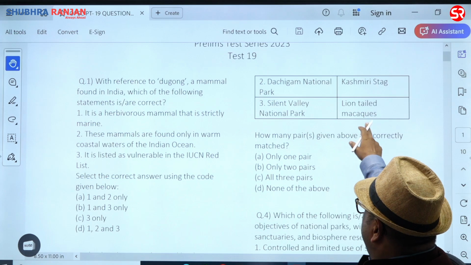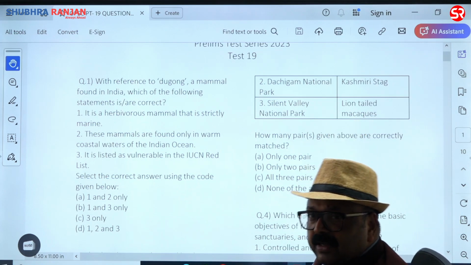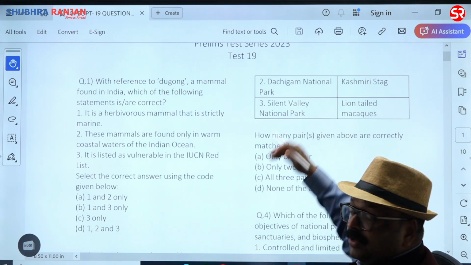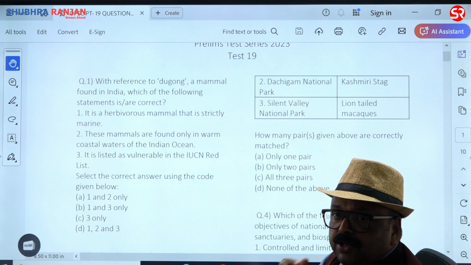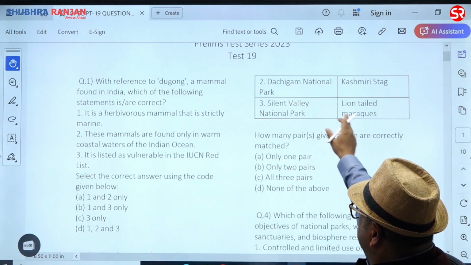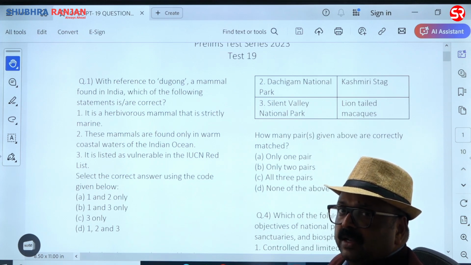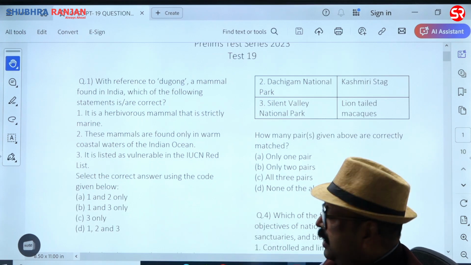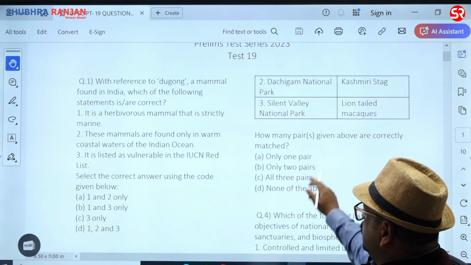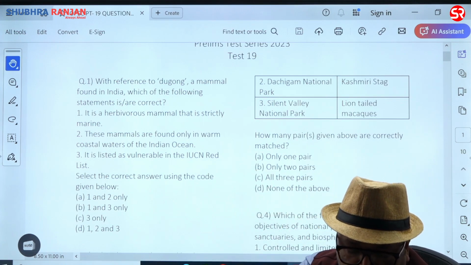Silent Valley National Park is in Nilgiri. You will find the lion-tailed macaque over there. Lion-tailed macaque is another important species which is in news, so we must take care of it. The population of lion-tailed macaque is very low because of their very low reproductive rate. So all the three pairs are correctly matched. So we will go with C. Answer C is going to be correct.